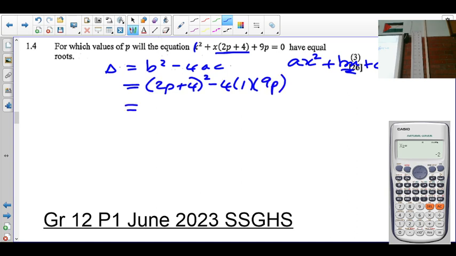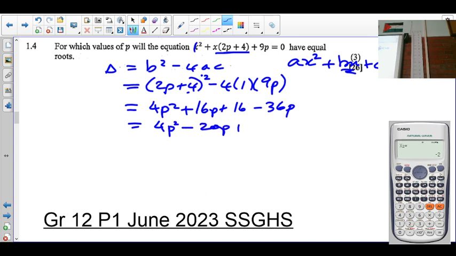Now multiply this out. I get 4p squared plus, that times 2, is going to be 16p plus 16 minus 36p. So that is simply going to give us 4p squared minus 20p plus 16. So that is what delta is equal to in terms of p.